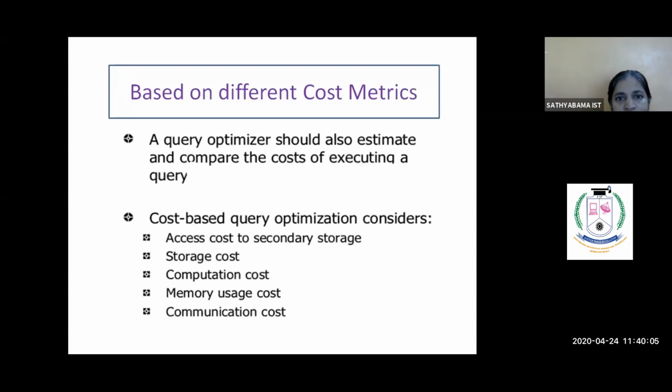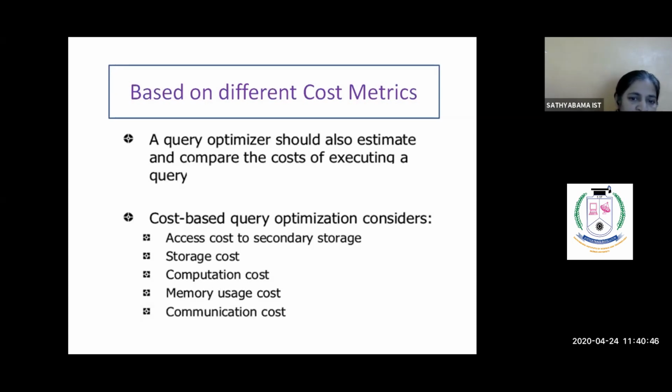Now we are going to see that this optimization is based on different cost metrics: storage cost and computational cost. Mainly these are the two costs. If you don't optimize a query tree and use the Cartesian operation, the cross product operation, then the storage cost would be very much higher. You have to store an intermediate huge-volume table. So the storage cost would be too high, and the computation cost also will be more.